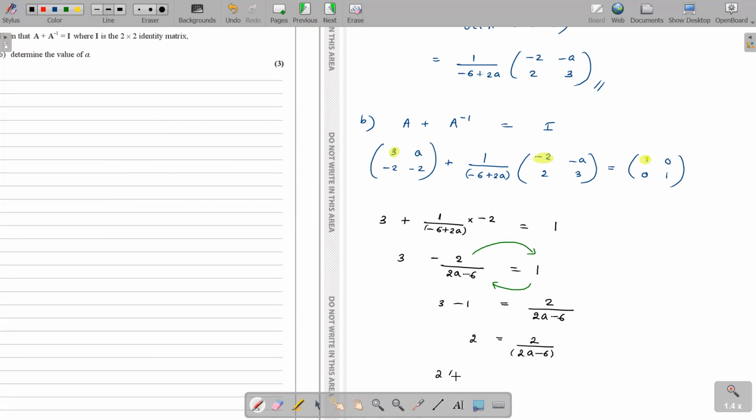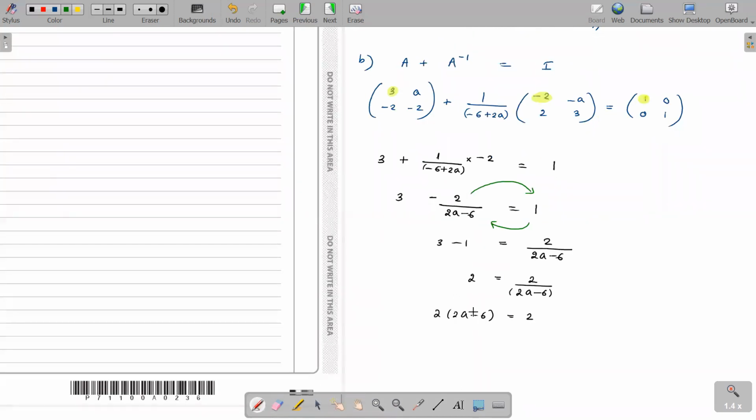So you get here 2 times 2a minus 6 equals, so I think you can see this whole equation is what? You could divide it by 2, right? You can just remove the 2. The 2 will cancel out and you get here 2a minus 6 equals 1. Do you agree with me? So 2a equals 1 plus 6. That's going to give you 7. A equals 7 over 2.